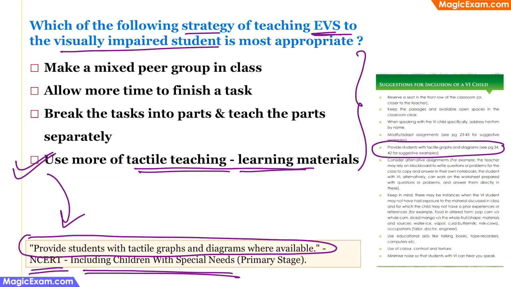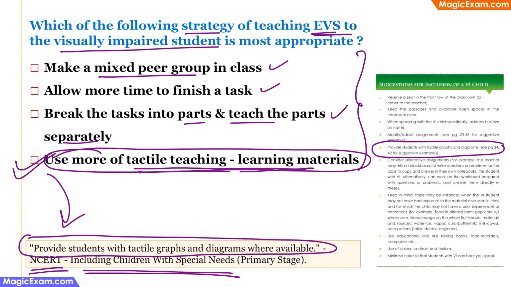And when we also look at the other options, make a mixed peer group in the class. This is a correct statement, because blind children or visually disabled children should not be segregated. They should be mixed along with the rest of the class. So this is a correct statement. Next, allow more time to finish a task. This might also be true to a certain extent. And the next one is break the task into parts and teach the parts separately. Absolutely, this is also a correct statement. Now, when we look at all the 4 statements, the strongest one here again is using more tactile teaching and learning materials. So this has to be the correct answer, because among the 4 options, the 4th one is the strongest one.